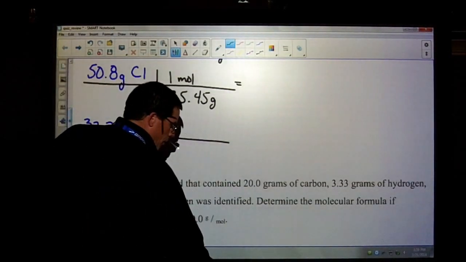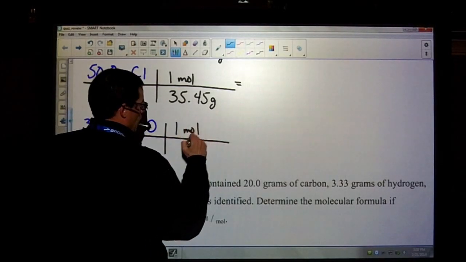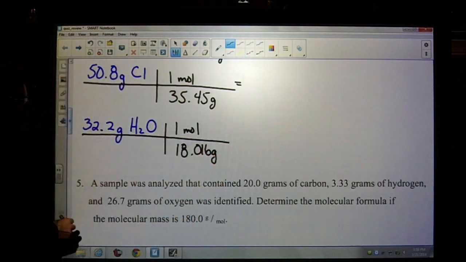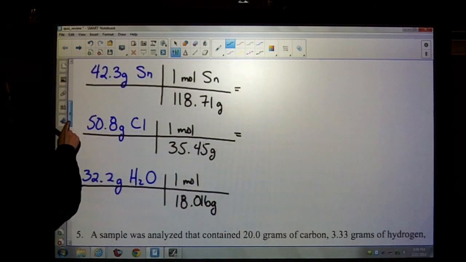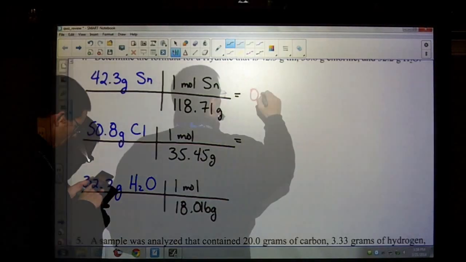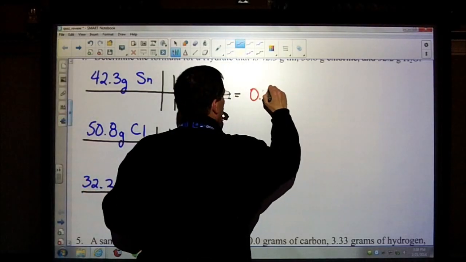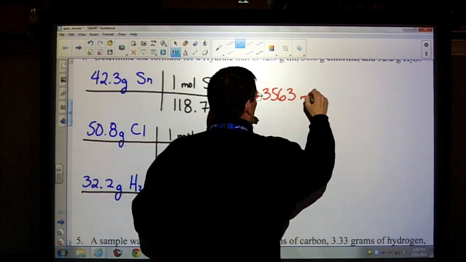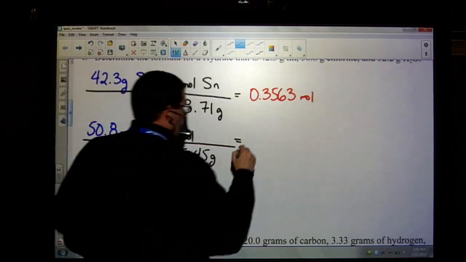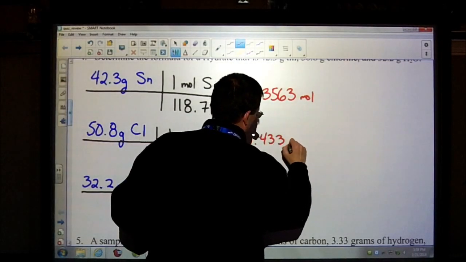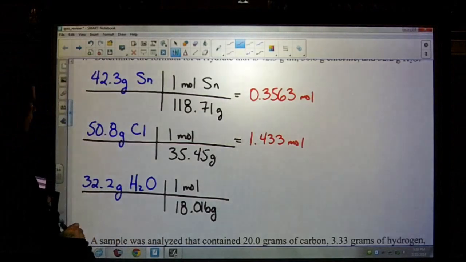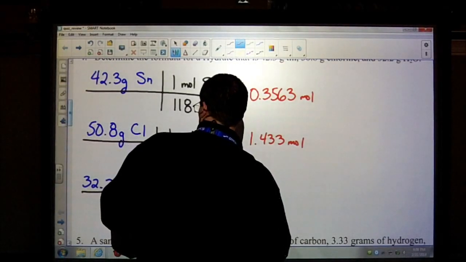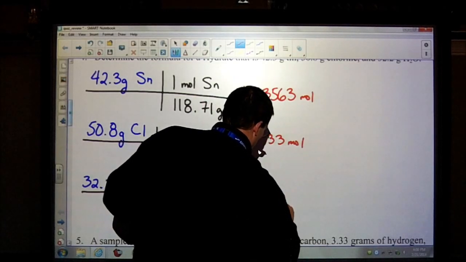And so the molar mass for water, and again, if you work with this enough, you will memorize this value, is 18.06. All right, so let's find out how many moles we have of each. I have 3 moles of tin. I have 1.433 moles of my chlorine, and 7.873 moles.